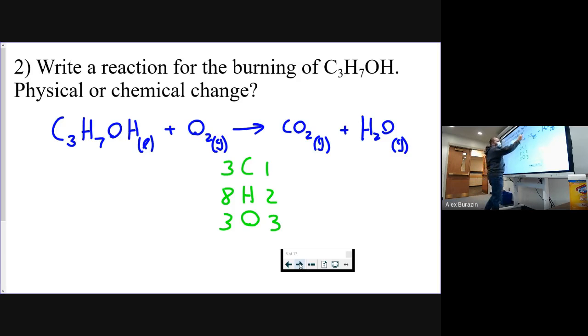I'm going to throw a 3 right here. And when I do that, I've fixed my carbons. I've got 3 and 3. But I've also changed my oxygens. I now have 6 plus 1 is 7.